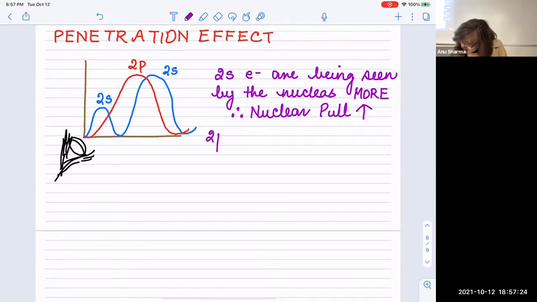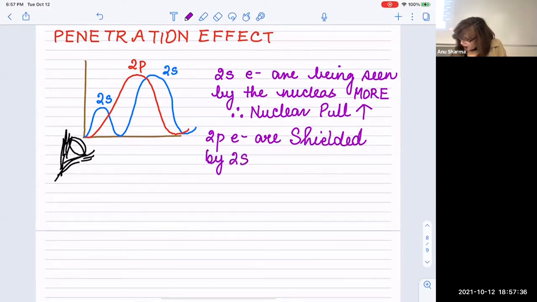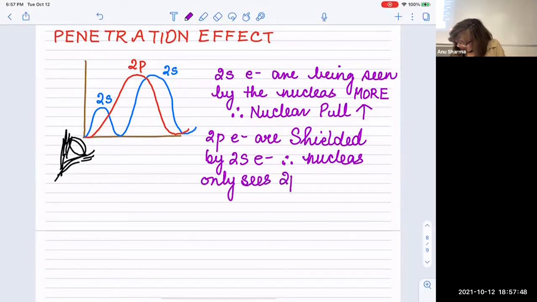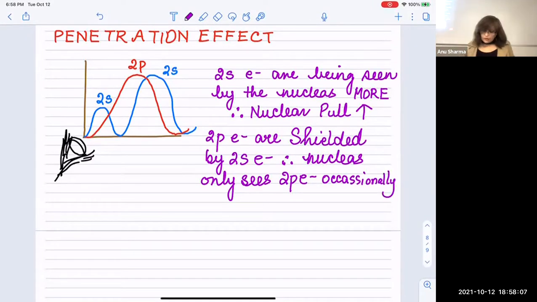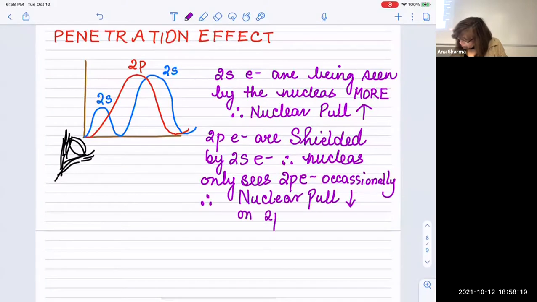But 2p electrons are shielded by the electrons in 2s, and we will cover the shielding more. Therefore, the nucleus only sees 2p electrons occasionally or less. Therefore, nuclear pull is lesser on 2p. So nuclear pull is less on 2p electrons.